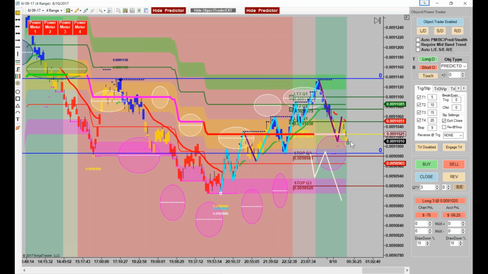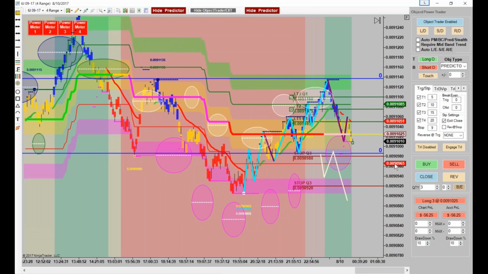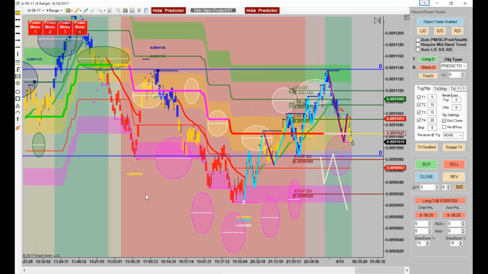And it did pop up above it. It's testing it again. So we may get stopped on this one. We'll find out. If we do, we do. We'll just let it play and see what it does.